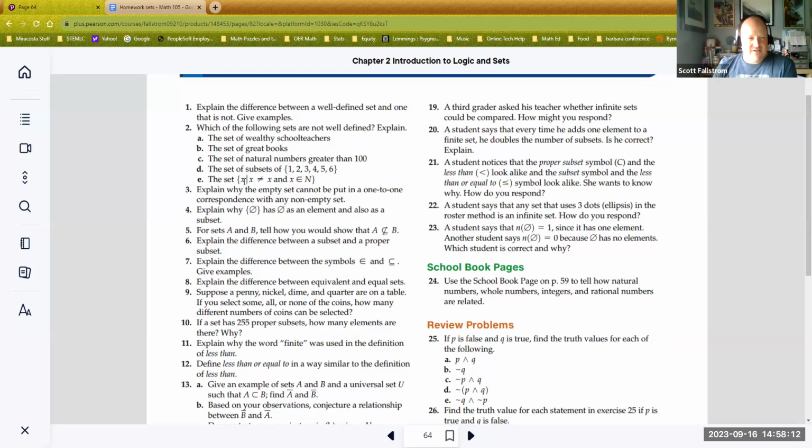Let's see, I think we had a question on E. So notice the set of X, as long as X does not equal itself, and X is a natural number. So pick any natural number and put it in. Is it true? Does 3 not equal 3? No, 3 actually does equal 3. So what number is not equal to itself? And hopefully you come up pretty quickly with there aren't any.